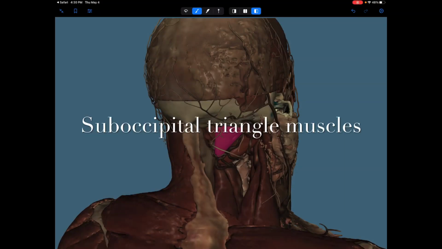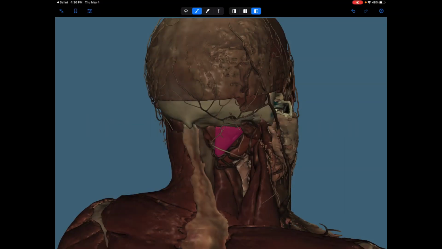Now we also have other muscles that are part of a group we call the suboccipital muscles. These are 4 very short muscles located between the occipital bone and axis, and these are the deepest muscles in the upper part of the posterior neck. So the components are going to be 4. We have the rectus capitis posterior major, rectus capitis posterior minor, obliquus capitis inferior and obliquus capitis superior.